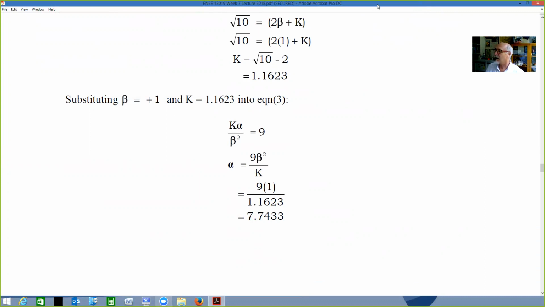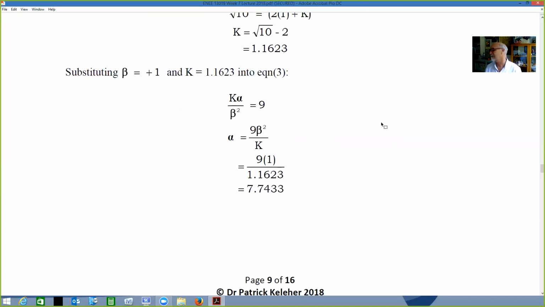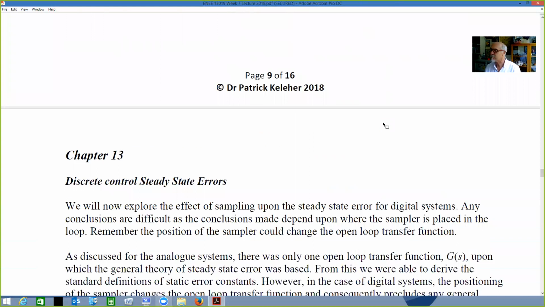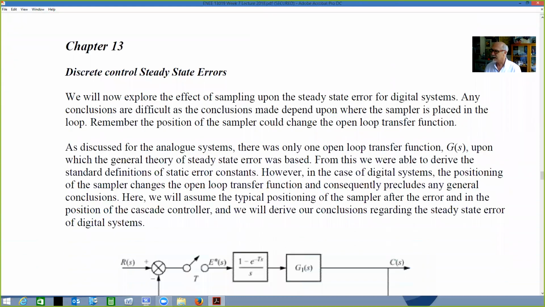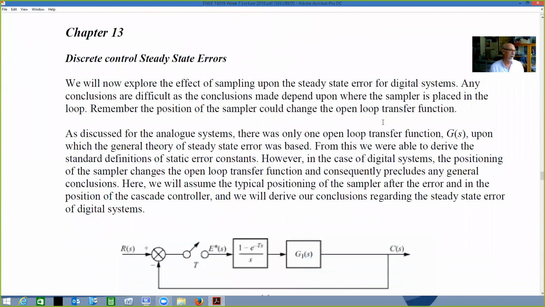So now we know beta is going to be positive 1, and the gain k equals 1.1623. We can substitute in equation 3, and that gives us our alpha value. So we've already calculated all 3 values. So it's as easy as that.